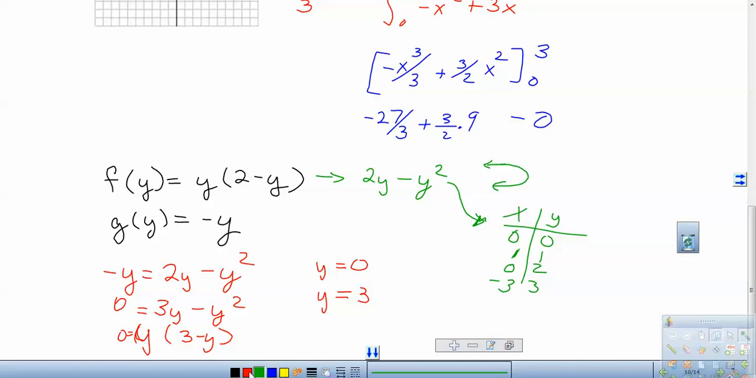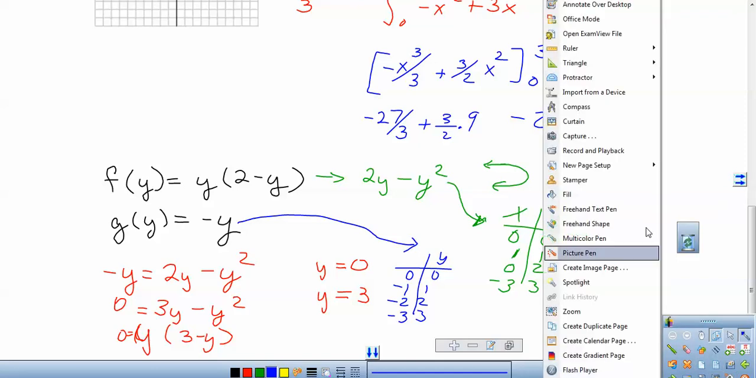Okay, I'm just going to go ahead and do the table for my g function also. Same y values that you're going to start with: 0, 1, 2, and 3. If you put in 0, you get 0. You put in 1, negative 1. Put in 2, negative 2. Put in 3, negative 3.